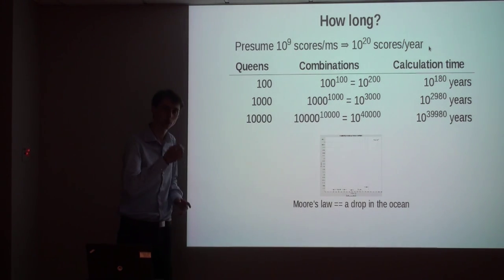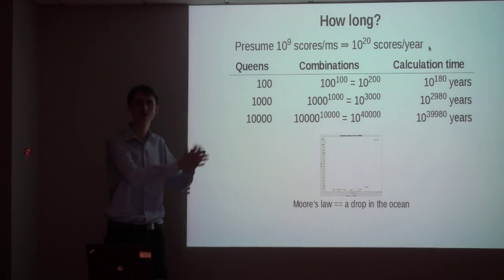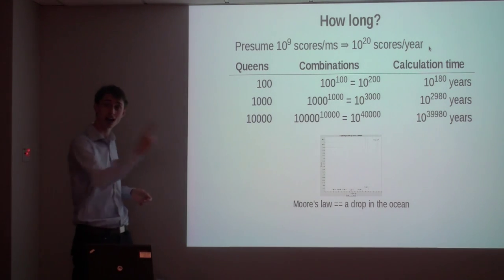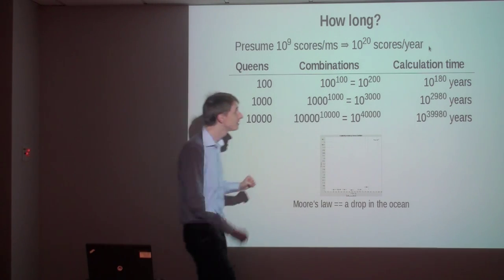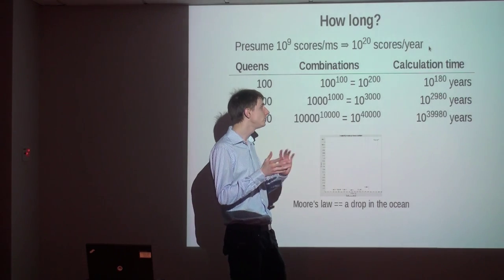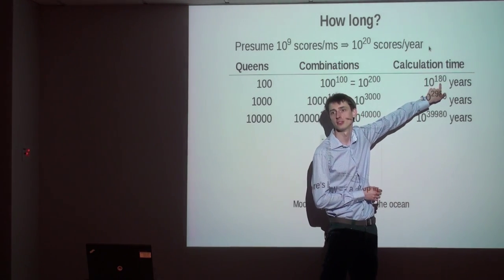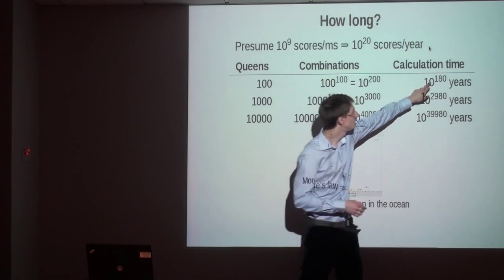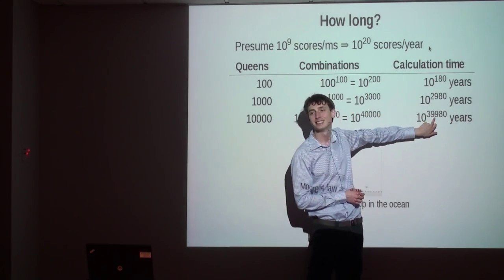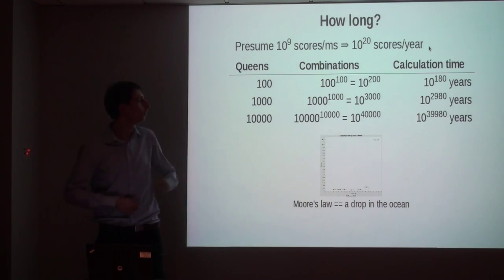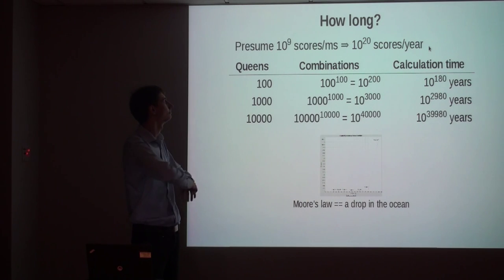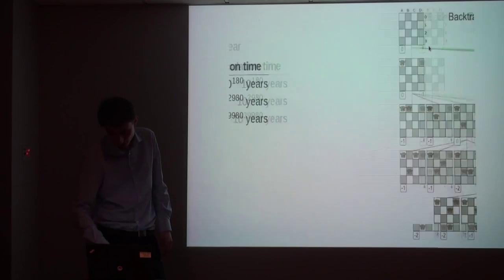Now, remember Moore's law, right? Moore's law will save us. Every 18 months, we get a computer which is twice as fast. So every 2, 3, 4 years, we can deduct 1 from this number. This might work, so in 180 years, we'll be able to do 100 queens. Oh, and 180 times 5, of course, right? So brute force is utterly useless.